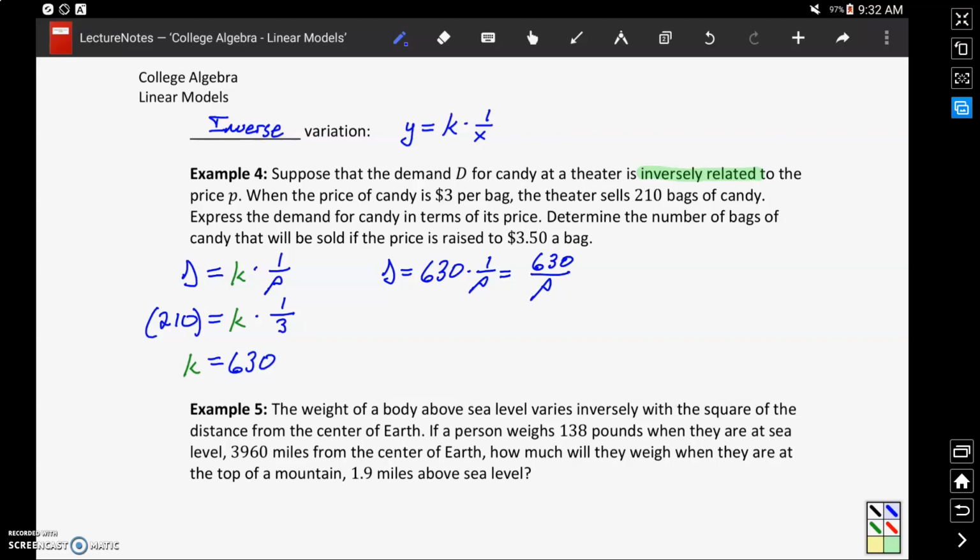We're told to express the demand in terms of its price, and then determine the number of bags of candy that would be sold if the price is raised to $3.50 a bag. Which means we would take that 630 and now divide by this new price of $3.50, or 3.5. And our formula would tell us that we can expect to sell 180 bags of candy.